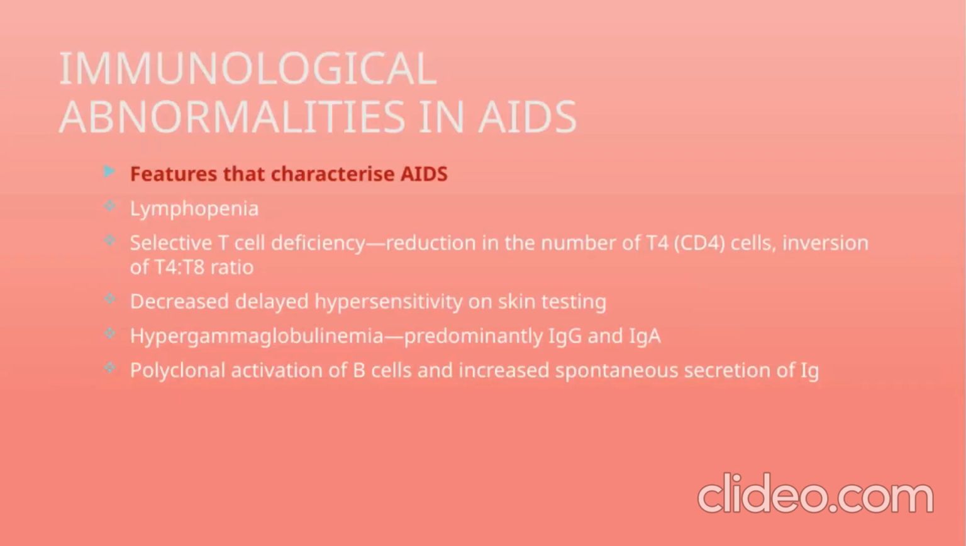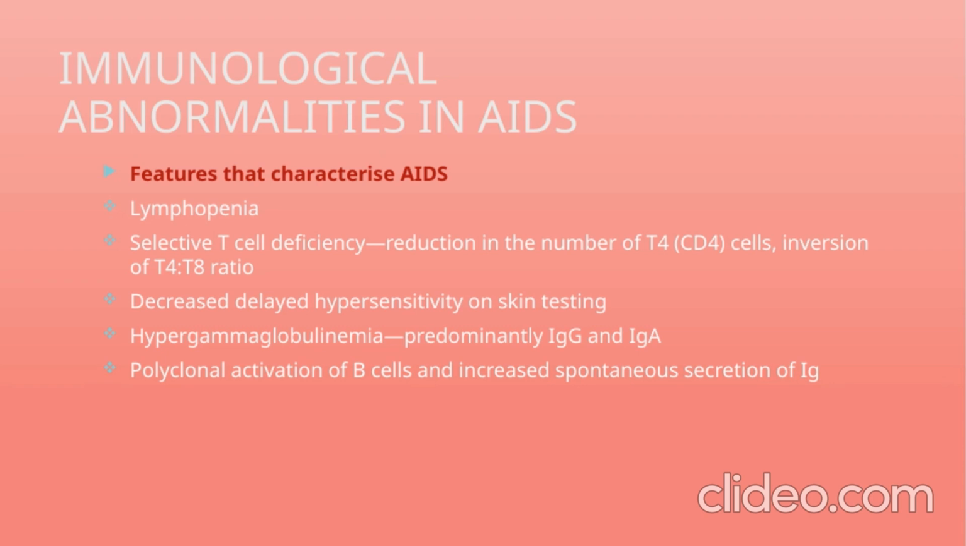Let's take a closer look at some of the key immunological features that characterize AIDS. First, we see lymphopenia, which means a decreased number of lymphocytes in the blood. This is a hallmark of immune suppression. Next, there's a selective deficiency of T cells, particularly the T4 or CD4 cells. This reduction leads to an inversion of the T4 to T8 ratio, which is normally balanced.